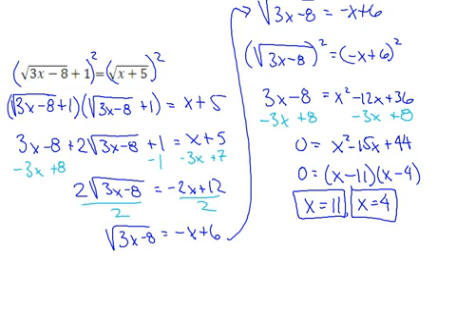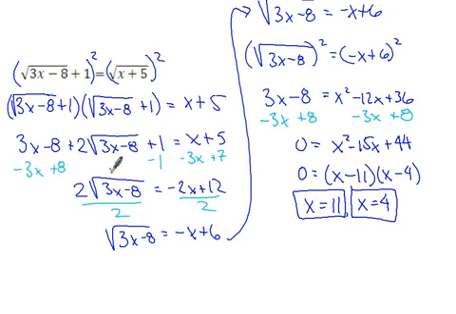Alright, so what I've done is I've squared both sides and eliminated this radical, so now I have just x plus 5. The problem is we have the square root of 3x minus 8 plus 1 squared, so I have to FOIL that. I write it 2 times and FOIL it, and we're left with 3x minus 8 plus 2 times the square root of 3x minus 8 plus a 1. I moved the 3x, the minus 8, and the plus 1 over to the right side, so I was left with just the 2 times the square root of 3x minus 8 is equal to negative 2x plus 12.